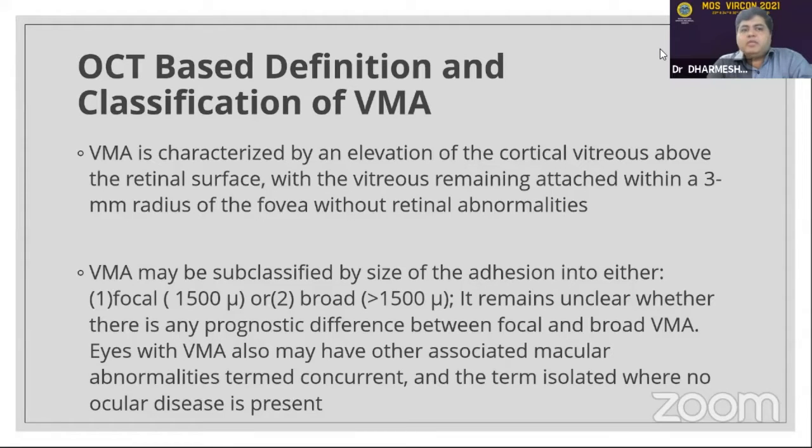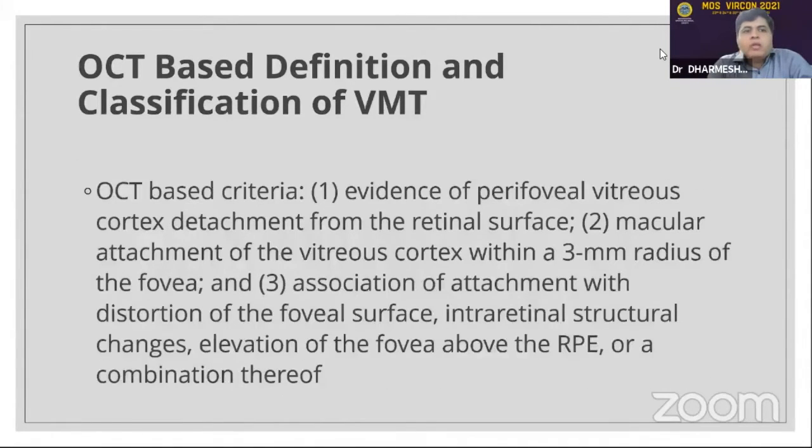Anirudh. It's like cortical vitreous above the retinal surface and vitreous remaining attached within a 3 millimeter radius of the fovea without retinal abnormality. That can be focal, that is 1500 micron or less, or broad, more than 1500 micron.